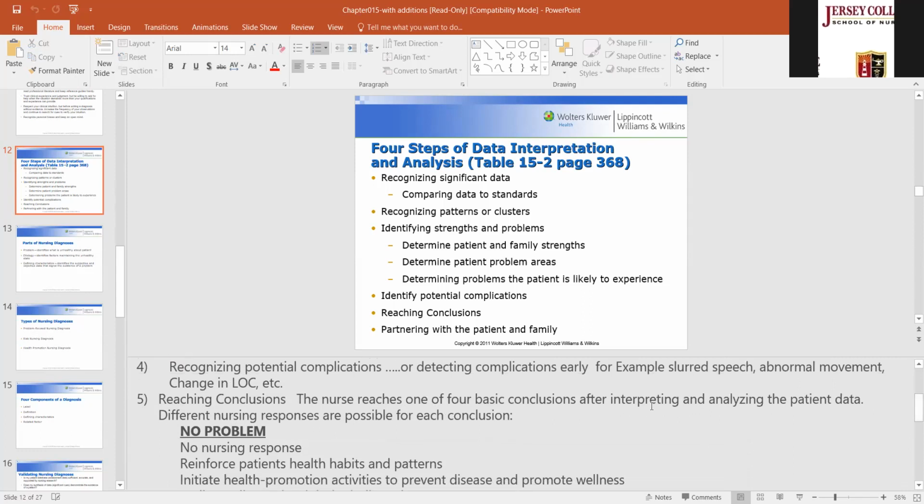Recognize any potential complications or detect them early. So like slurred speech, abnormal movement, changes in level of consciousness, reaching conclusions. All right, so one of 4 basic conclusions after interpreting and analyzing the patient data.